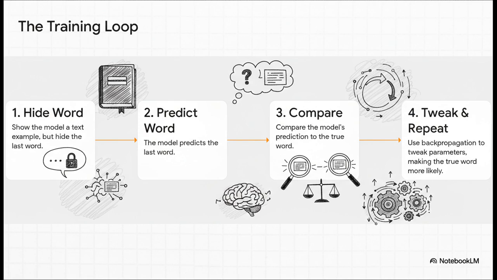You show the model a sentence, but you hide the last word. The model guesses the word. You compare its guess to the actual word. And then, using a clever algorithm called backpropagation, you go back and make tiny, tiny adjustments to all those billions of dials, just to nudge it a little closer to the right answer for next time.